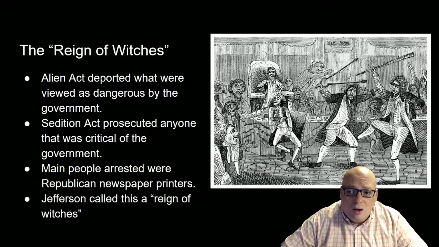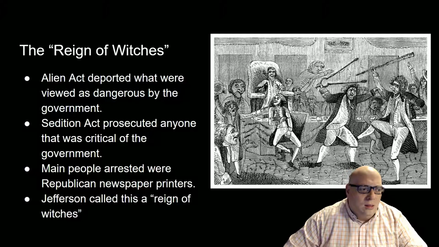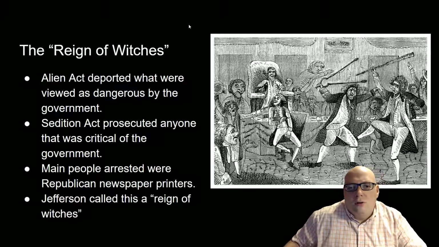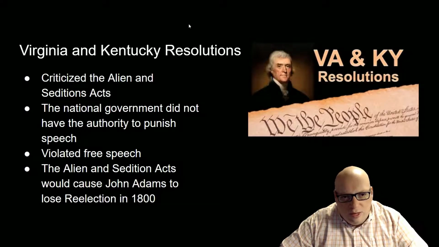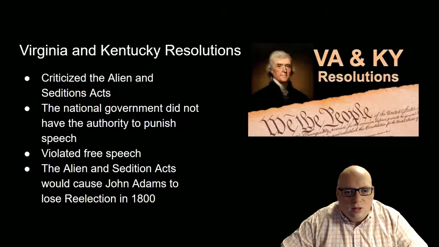You actually have a congressman who's a Republican that gets arrested and serves several months in jail. Jefferson referred to this time period as a reign of witches, invoking the idea of the Salem witch trial and the chaos and the terror there with the Salem witch trial. So out of these, especially the Alien Sedition Acts, you have these two new resolutions passed by Virginia and Kentucky. And it criticized the Alien Sedition Acts, and they criticized the idea that the national government had the authority to punish speech. This violated free speech, that authority only relied on the states.